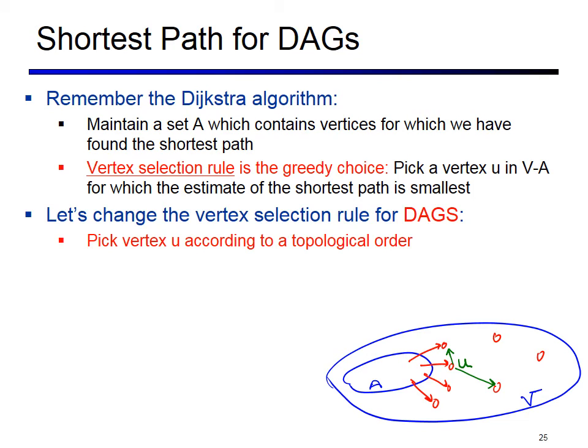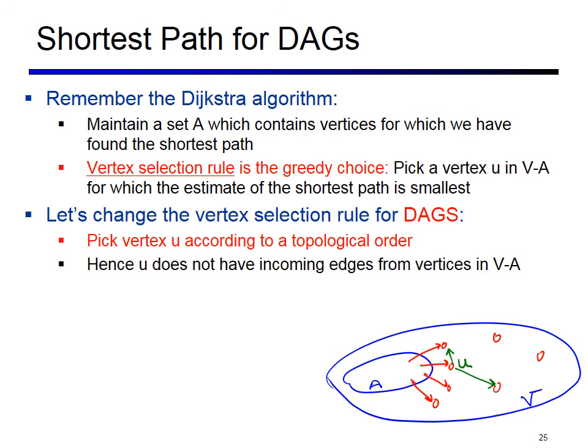Imagine we have picked a vertex u according to its topological order. Note that u doesn't have any incoming edges from vertices in V minus A. Why? Because those nodes outside the cloud will appear after u in the topological order. Hence, they don't have any edge to u.